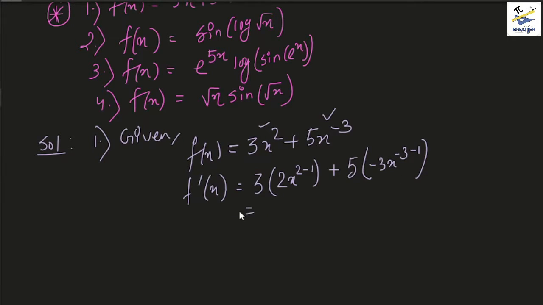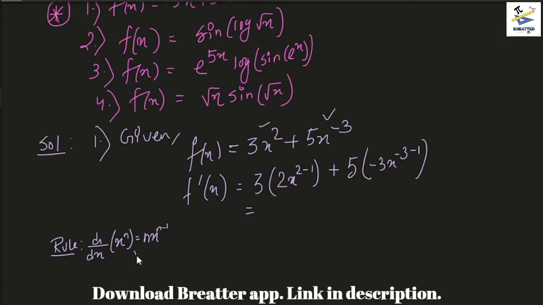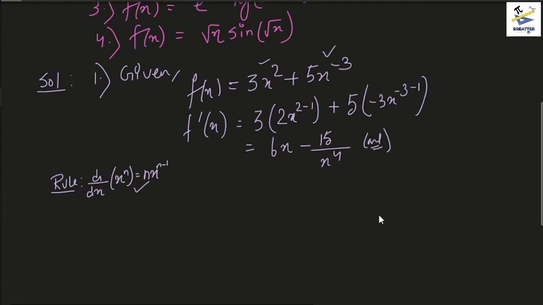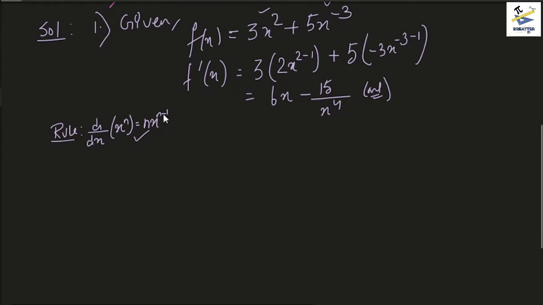According to the rule, and I'll just write the rule here. d/dx of x to the power n is just n into x to the power n minus 1. We are following this rule, right? So this would give you 6x minus 15 by x to the power 4. This is our required answer for number 1, right? Okay, so this was a bit easy. Let's go for number 2.